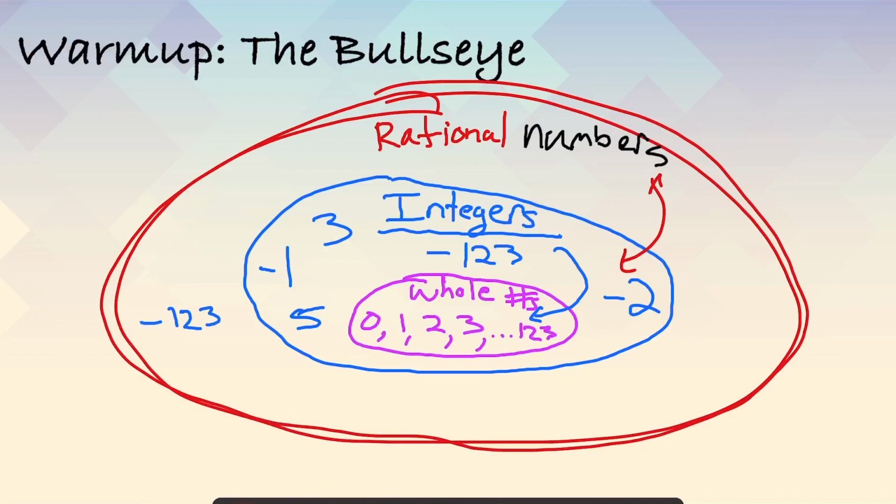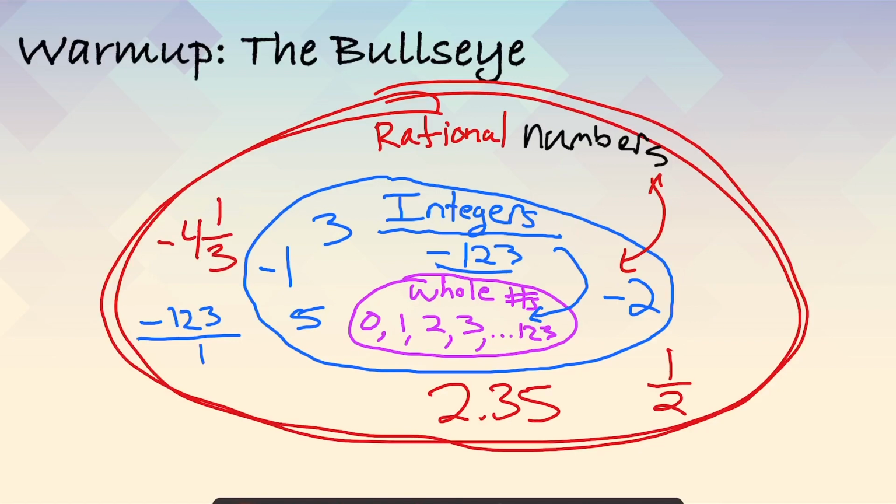So -123, which I pulled from our integer circle, well, that's just -123 over 1, right? So every integer is also part of the rational numbers. However, we also have our fractions, our decimals, maybe some negative mixed numbers we can throw in here. At this point, I'll remind you, on your graphic organizer, you should be writing some of these examples as I am, in your circles, in your bullseye.